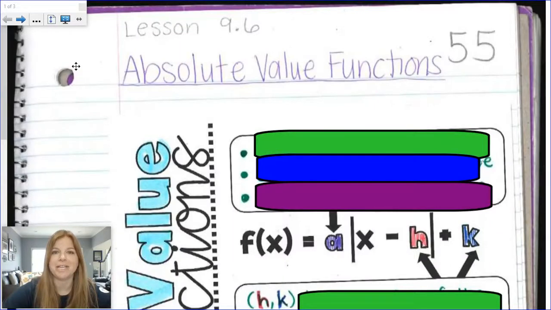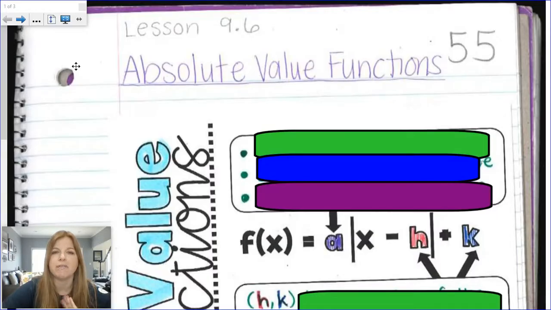Hi, welcome to my video where today we're going to be talking about absolute value functions. We're going to be graphing them. We're going to be talking about the vertex, filling in tables, and talking about what that means as far as the transformation from the parent function.